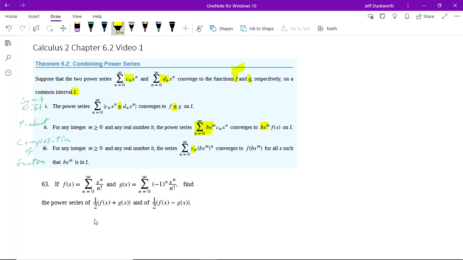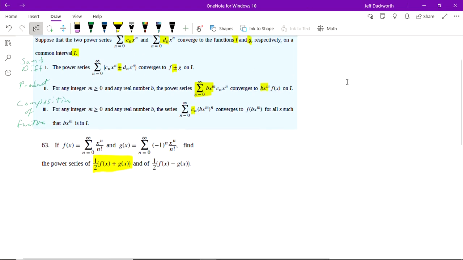But with number 63, I'm going to do what looks like an addition one. There's a subtraction one as well. I'm going to leave that to you, as the problems should be very similar to each other, but instead of adding, we're going to subtract. So let's see if we can use these. In fact, we're going to use both number 1 and number 2 on this because we're also multiplying by this 1/2.